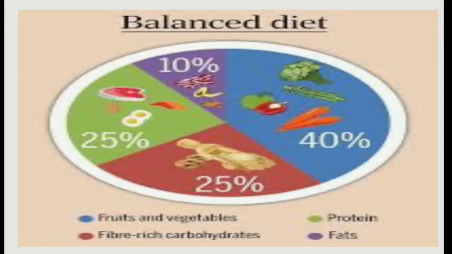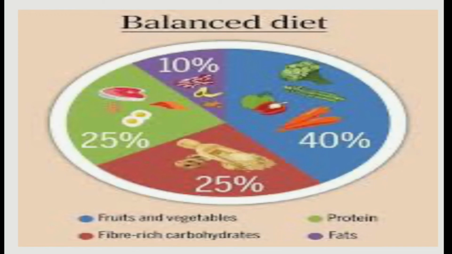So here we have the balanced diet. Here you can see we have fruits and vegetables, which will be 40%. We have fiber rich carbohydrate, which will be 25%. We have protein, which will be 25%, and fat will be 10%. If you are taking the proper amount of diet, it means you are taking a balanced diet, which means your food is balanced, right?